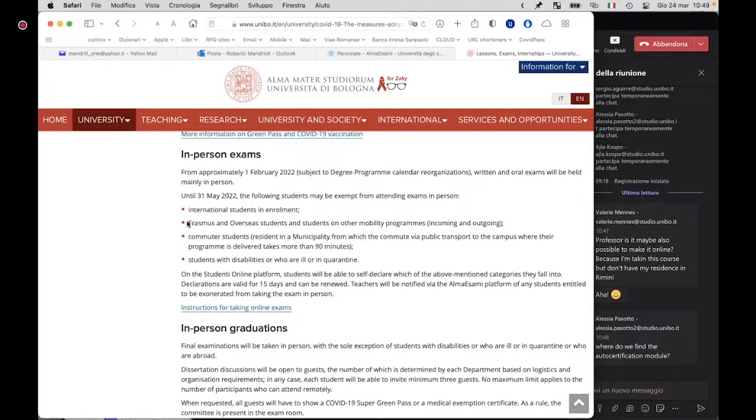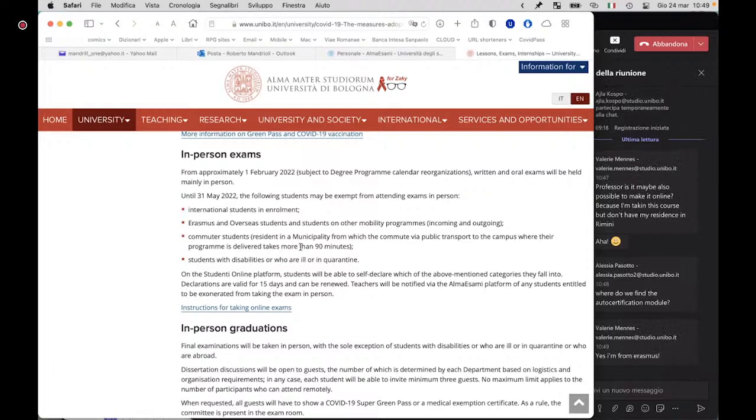So some of you, if I remember correctly, are Erasmus students. Commuted students who live in a place that is more than 90 minutes far away from Rimini, in this case, okay? And students with disabilities or who are ill or in quarantine, probably due to COVID, I imagine. And on the Studenti online platform, you will be able to find the self-declaration, okay? Auto-certification, self-declaration, just like you want.